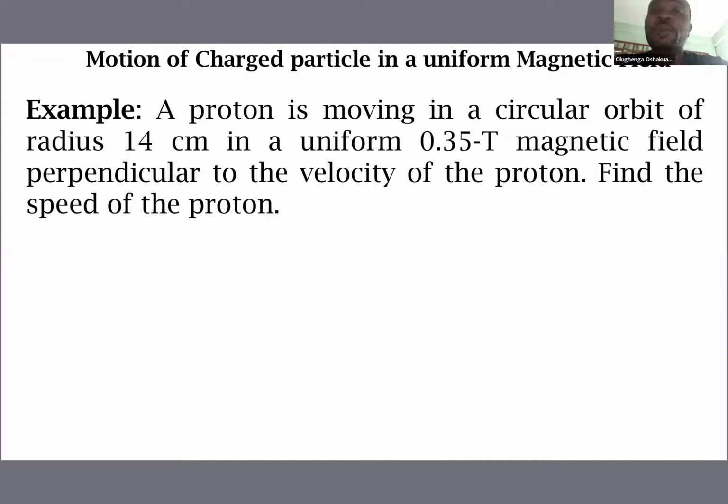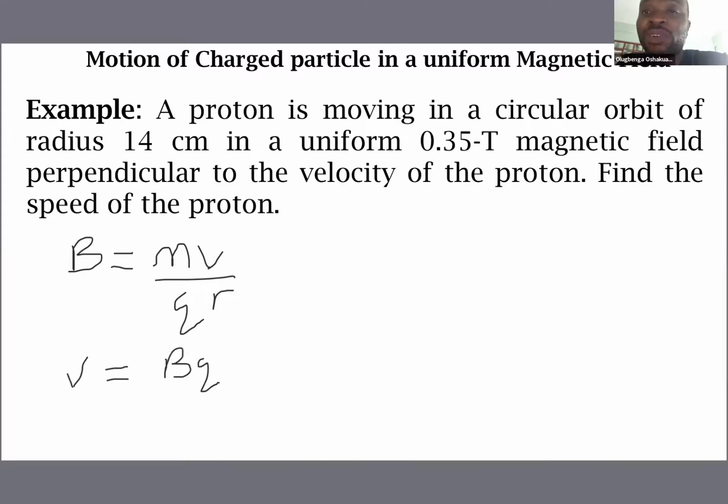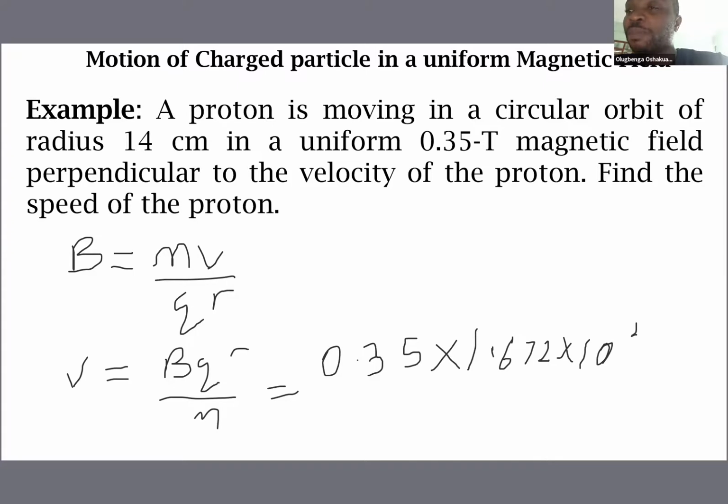So from our previous equations, we can easily say B is equal to mv over qr. And what we need here is to find the speed of the proton. We need v. That means v is equal to bqr over m. And we know our b to be equal to 0.35. We know our q to be the charge of the proton, that should be 1.672 times 10 raised to power minus 27 kilogram. And radius, 14 centimeter. That's 0.14 meter.